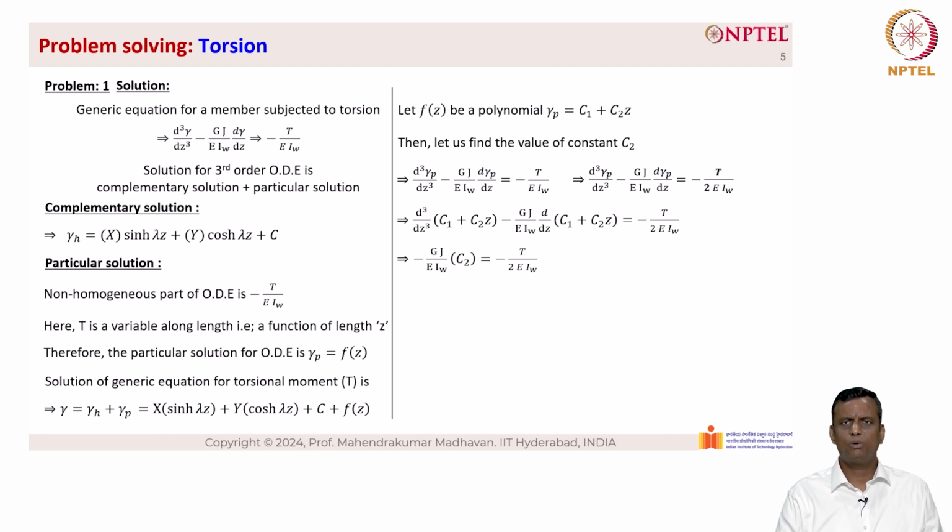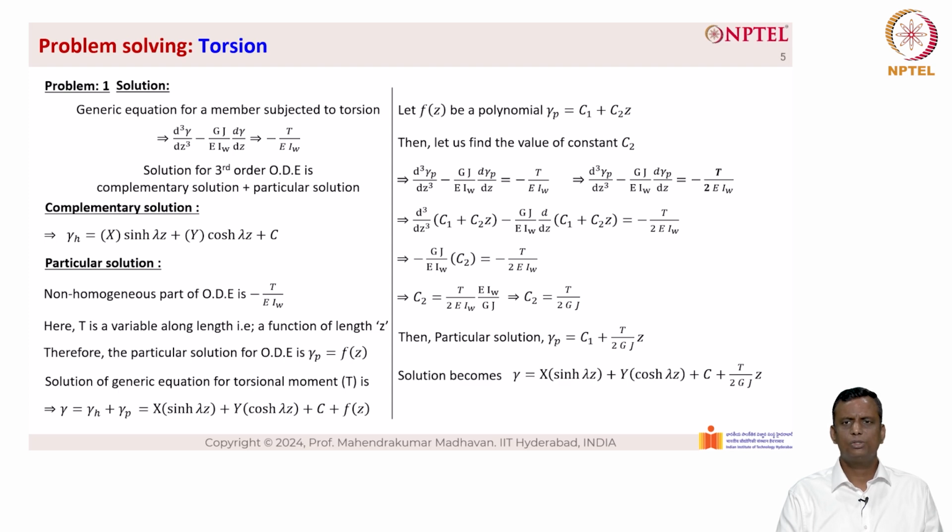So when we do so, we know that the first term will be 0 because d cube by dz cube of the first term c1, which is a constant, will be 0, and then the second term c2z will be 0 once you differentiate it thrice. So the next term, which is differentiation only once, we have minus GJ divided by EIw into c2 is equal to minus T divided by 2 EIw. So c2 is given as T divided by 2 EIw into EIw by GJ. On further simplification, we get c2 equal to T divided by 2 into GJ. So then the particular solution gamma sub p equal to c1 plus T by 2GJ into z.